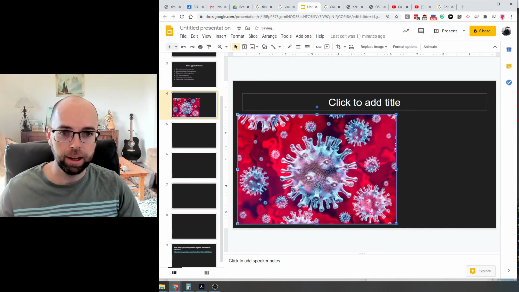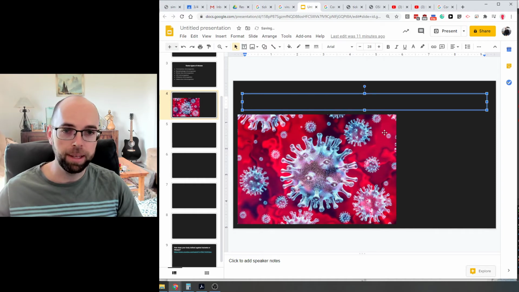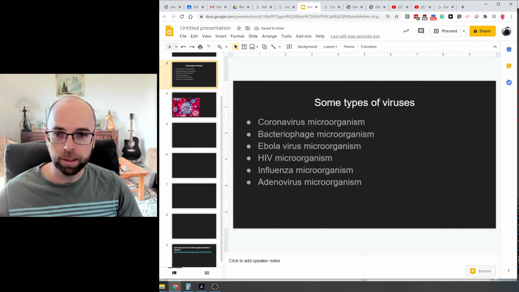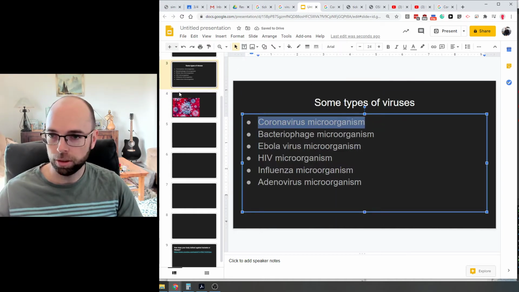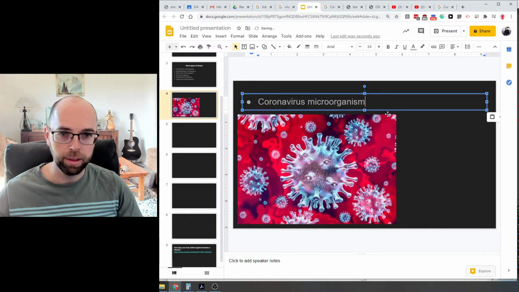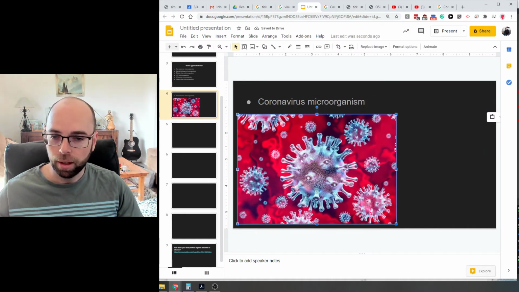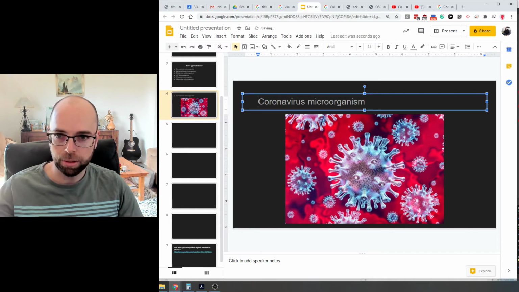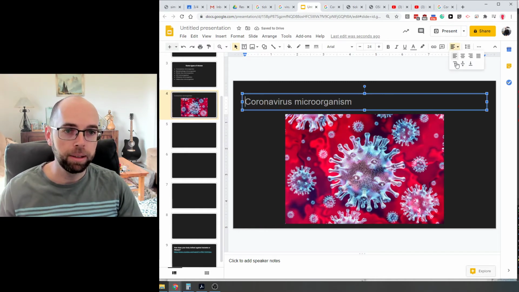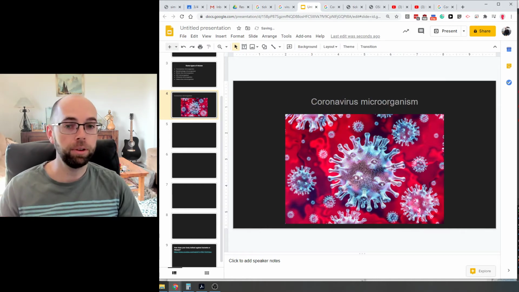Paste. Okay, and I'll put my title up there. Get it from here. Control C. There we go. All right, I'll just center this up, make it look a little bit nicer, get rid of my dot, and put it in the center. There we go. I've done the first one.